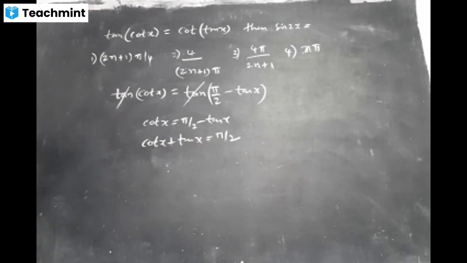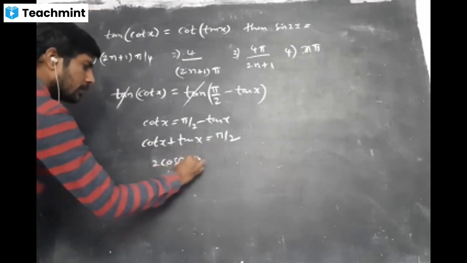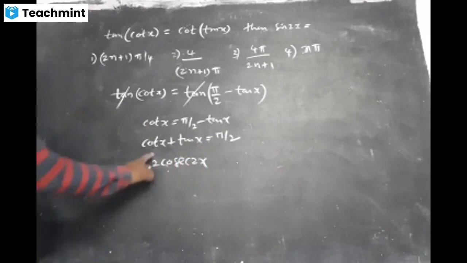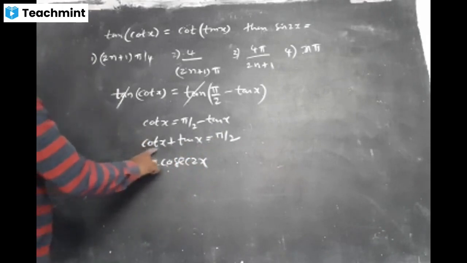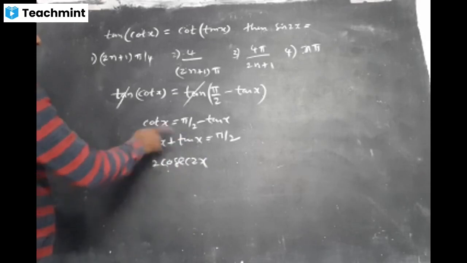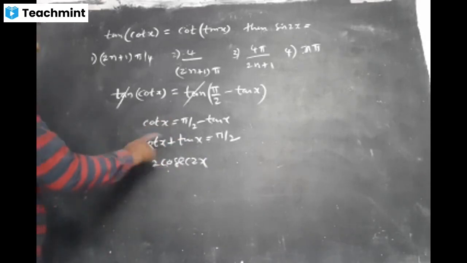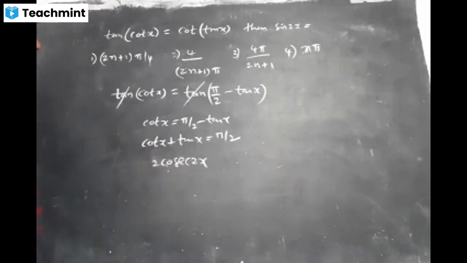In that time, cot x plus tan x value is 2 cosec 2x. Simplify that one. Cos by sine plus sine by cos. Take the LCM and cross multiply: sine square theta plus cos square theta over sine cos. Multiplying and dividing with 2, we get 2 cosec 2x.